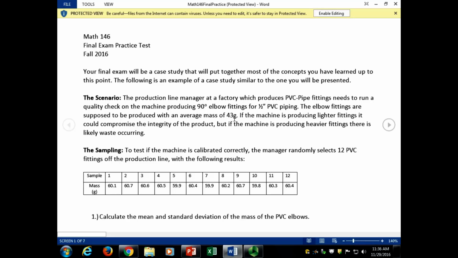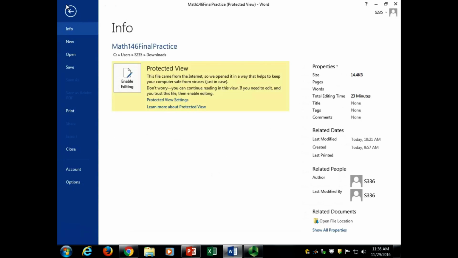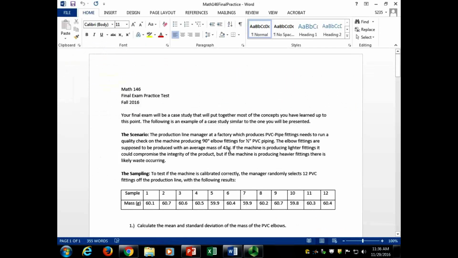Oh, what the heck? I have a typo here. Oh, great. Don't print it off yet, otherwise this isn't going to make any sense. This is supposed to be 60 grams. I don't know how a 43 got in there. I'm going to change it right now and update it.